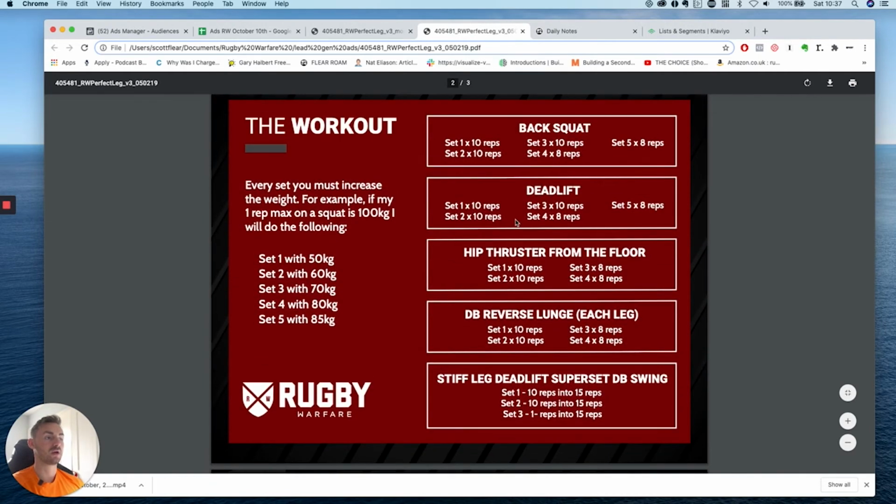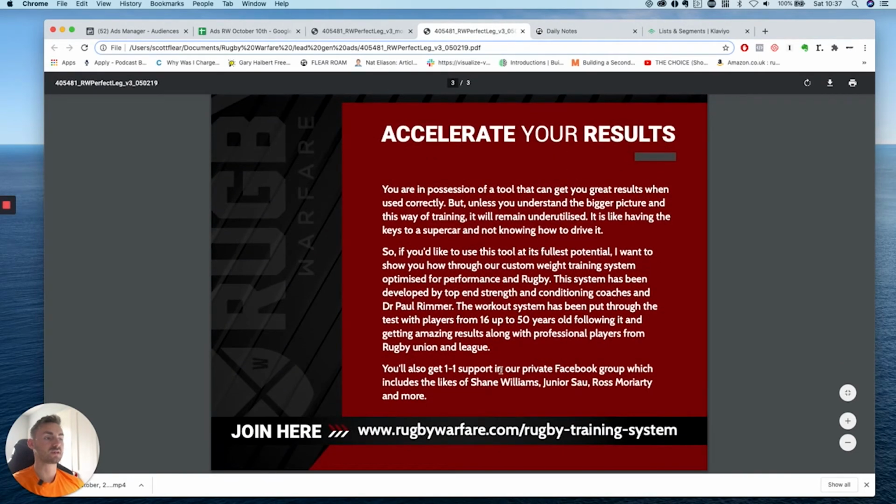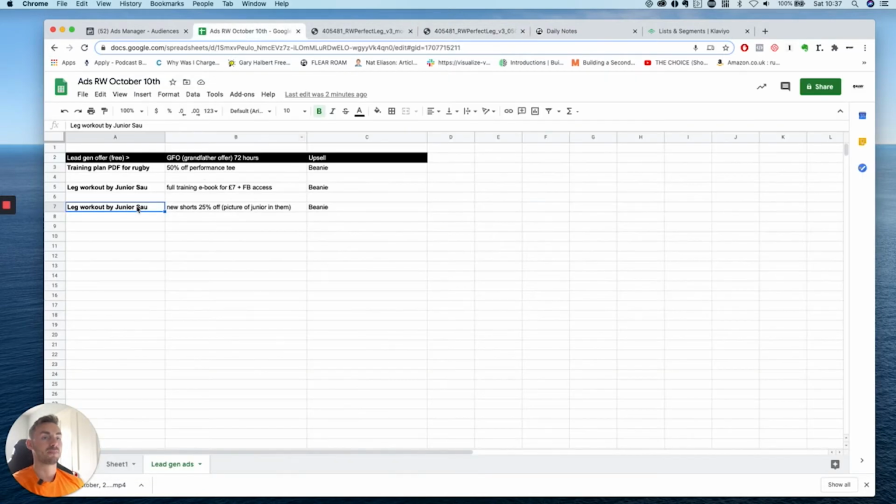This is the workout, and then, accelerate your results, join your rugby training system. So free leg workout by Junior Sai. The offer is the full training ebook for £7 plus Facebook group access, which is great. And then we'll upsell them on a limited edition beanie. So maybe 7 turns into 15, who knows?